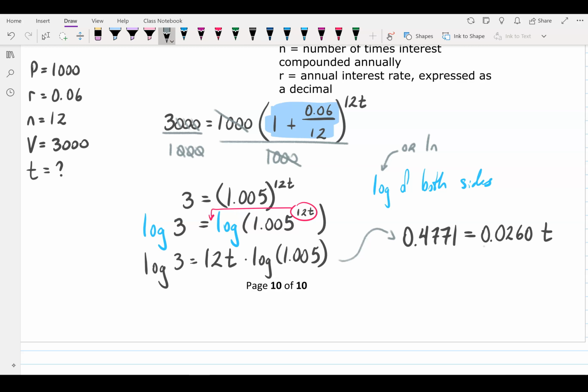Divide both sides, and if I didn't make any mistakes, this is the very end, and I did not make a mistake. 18.35 years.